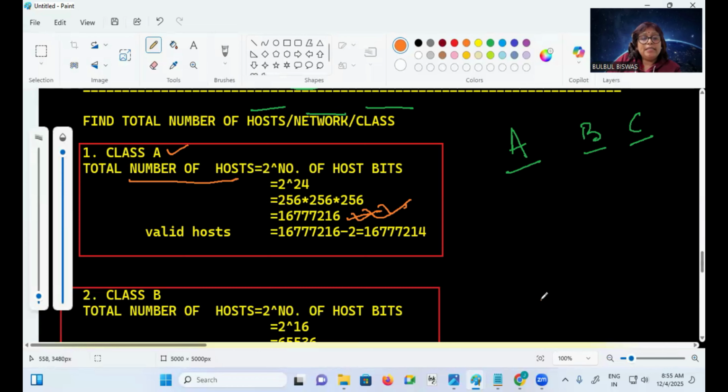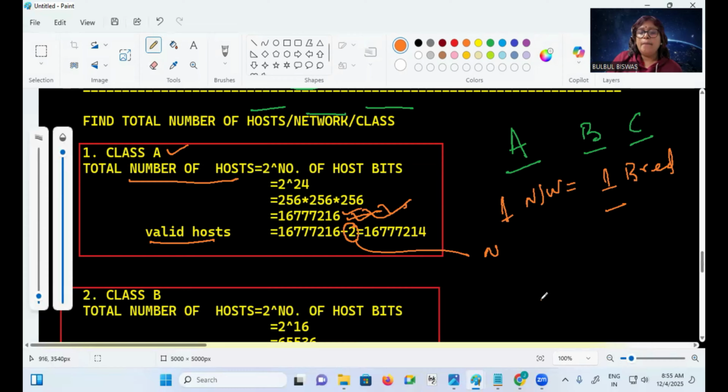Now the question is that this is the total address, and I told you one network is just the same as one bread. And we do not like to have the two pieces of bread, the first piece and the last piece. So if we want to calculate the valid hosts, then you have to subtract 2. This 2 is nothing but NID plus BID. So if we subtract 2, then we get 16,777,214 valid host addresses possible in every network of class A.